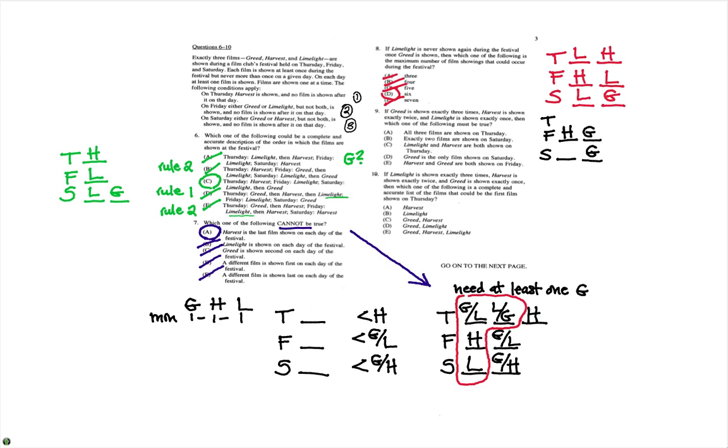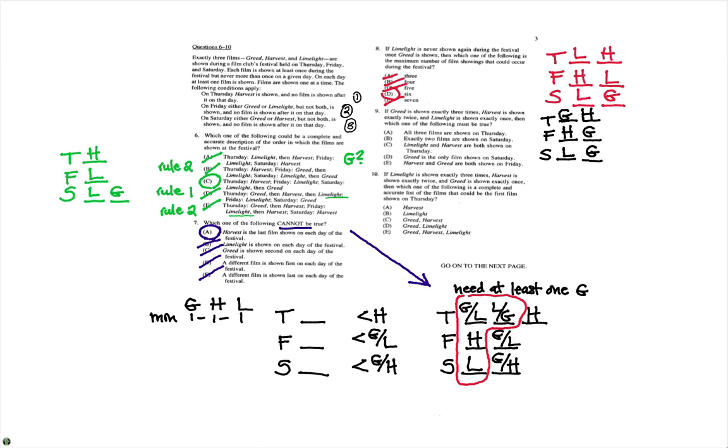So this is going to be harvest. Now, we know that we can't have harvest on Saturday because it's either greed or harvest, but not both. So Saturday must be limelight. And now we have for Friday, we know that greed is showing up 3 times, and the only thing we haven't placed as of yet is harvest, because we have to have harvest again show up twice. So this would be harvest and then greed.